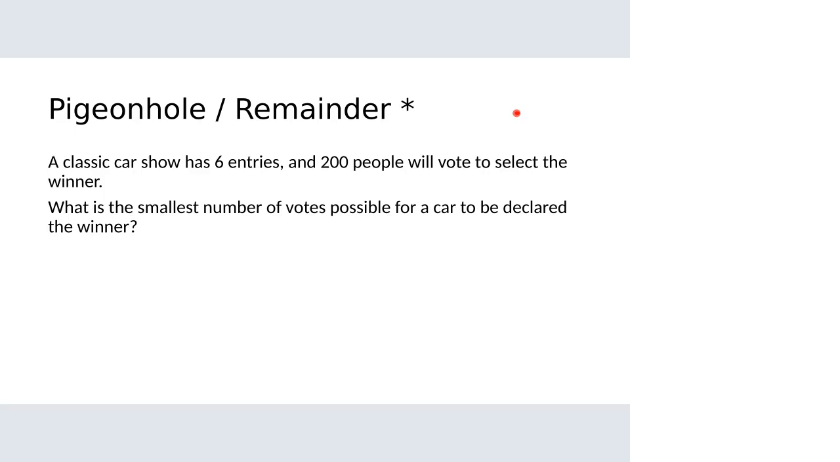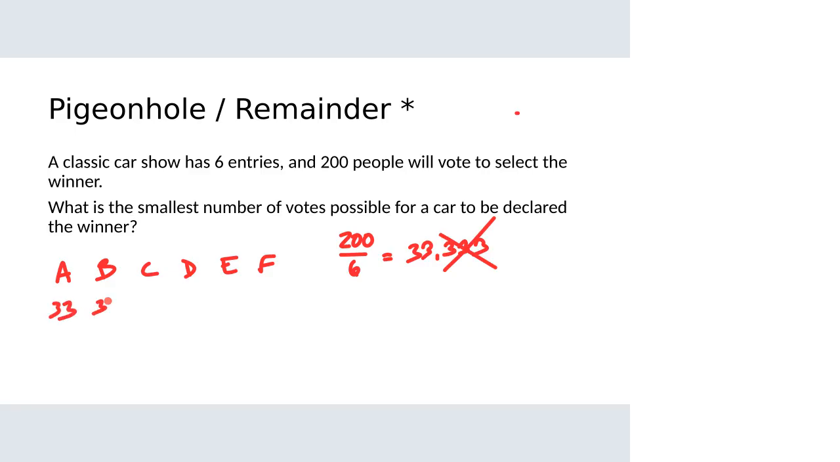So let's see here. Our classic car show has 6 entries. So we have A, B, C, D, E, and F. Those are our pigeonholes. We're going to start putting pigeons in there. We have 200 people voting. If we divide by 6 so that everybody gets an equal amount, that's going to be 33, and this decimal part doesn't matter. So everybody's going to get 33 votes right out of the gate.